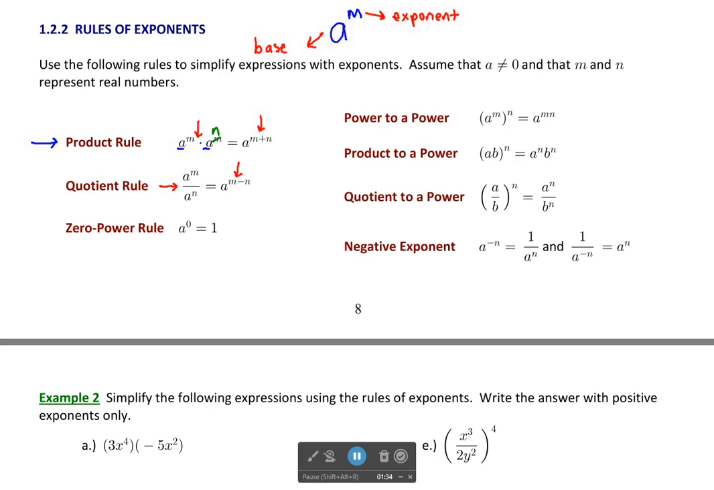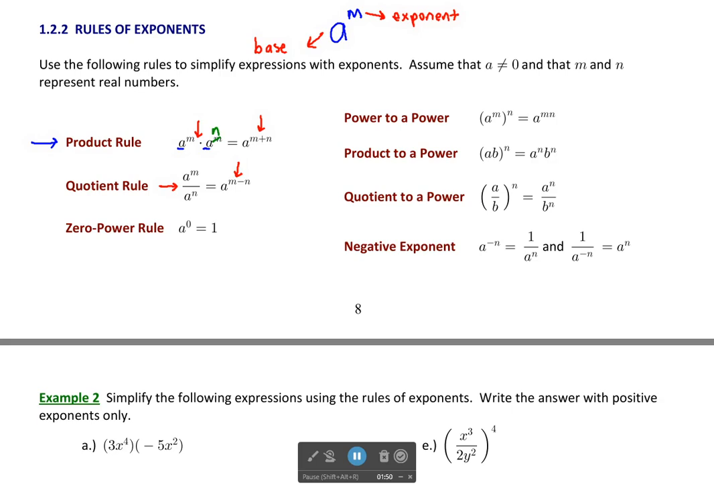Also be aware that anything raised to the 0th power is equal to 1. Sometimes your brain's going to want to look at that and think multiplication and call it 0, but anything to the 0th power is equal to 1, and you can certainly verify that with your calculator.